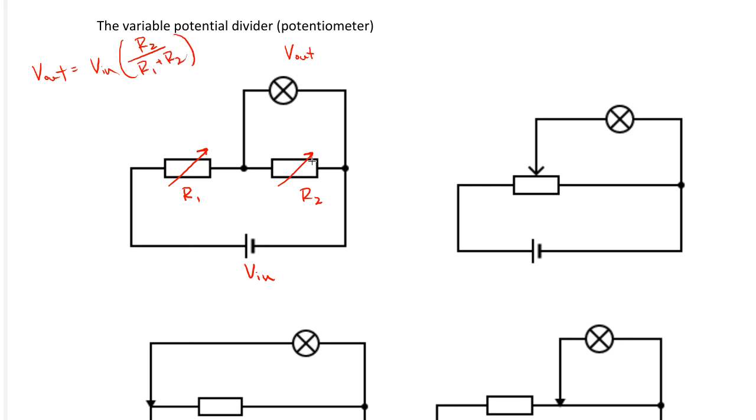What that's telling us is that if I were to increase resistance 2 and decrease resistance 1, then V out would get bigger because I'm increasing this and I'm decreasing this. So a bigger fraction of the resistance resides here at resistance 2. In contrast, if I were to decrease resistance 2 and increase resistance 1, then V out would decrease. So I have a way of controlling the potential difference supplied to the bulb by controlling the relative resistances of the two resistors. Let's look at that in a simulation.